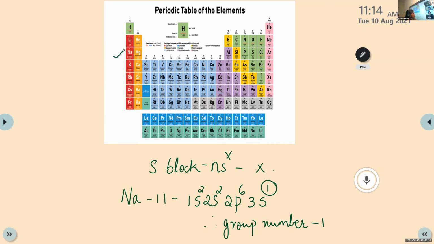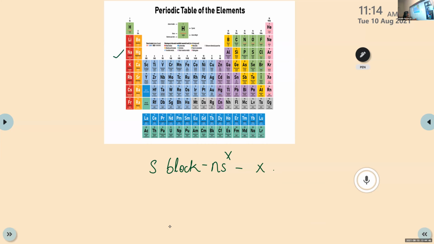Have you completed, children? Yes, right? Okay, then we can do one more example from this s block. Okay, then magnesium. Devi Krishna, what about the atomic number of magnesium? 12. Yeah, it's 12. So tell me the electronic configuration.